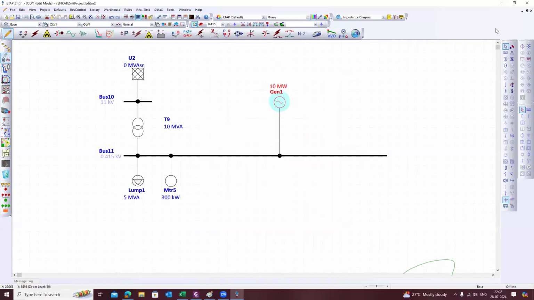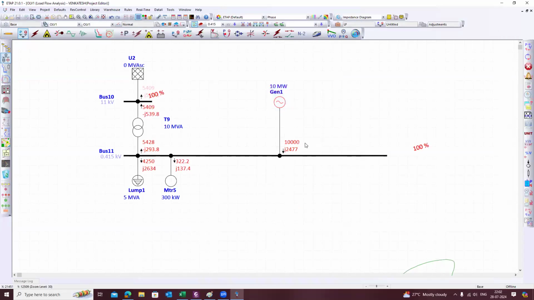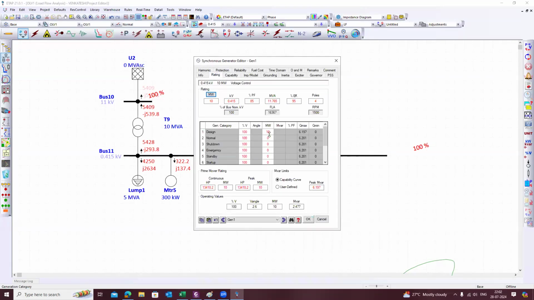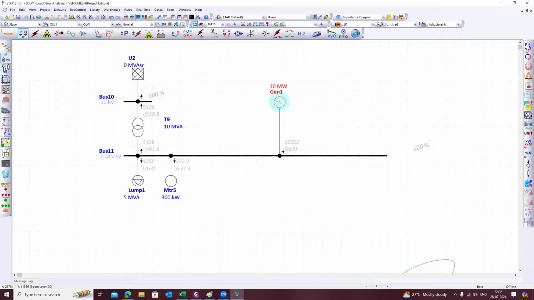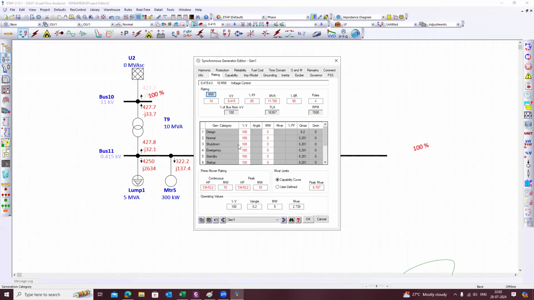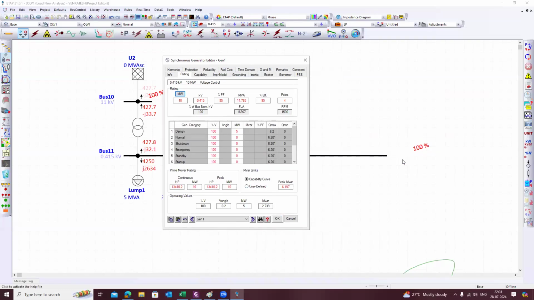So in this case, what will happen if I run the load flow here? It will try to give the 10 megawatt, because of the generator set point you have given. Suppose I set it to 5 megawatt, it will try to maintain the 5 megawatt. And the reactive power will vary, because you have given it to maintain the 100% voltage here.